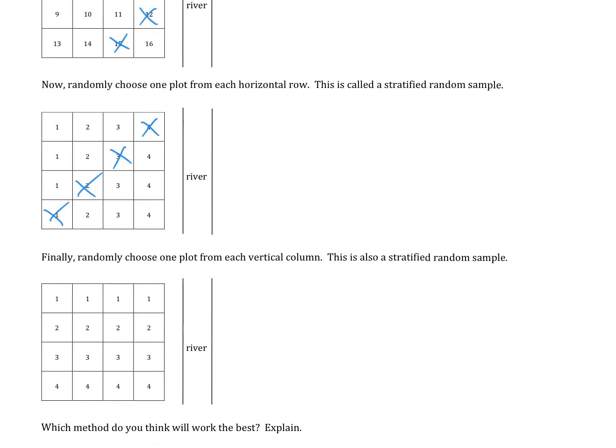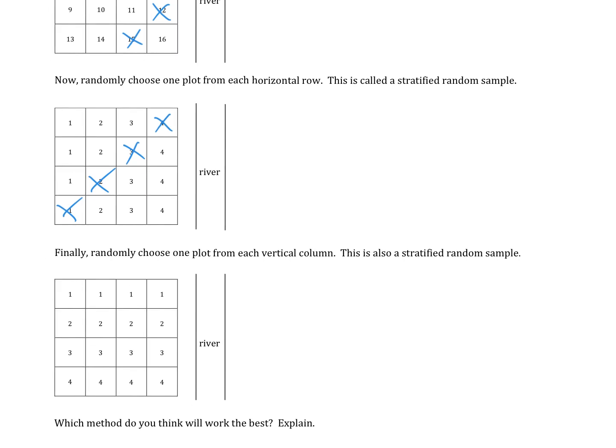And then the last one, we're going to do it again, except this time it's from each vertical column. I got 4, 4, 1, 2, 1. Okay, so like I said, these are examples of stratified samples. You have groups and you're sampling within each group. It's not necessarily one, that's what we did in this case. You might sample 2 within each group, and so on.